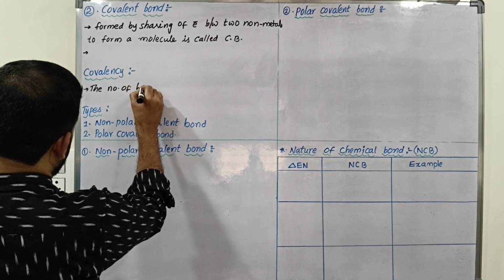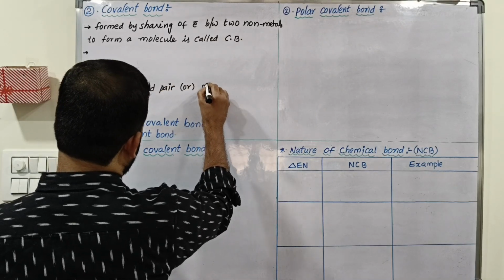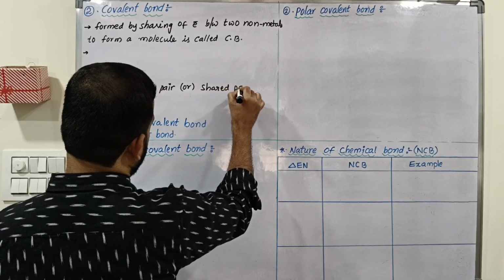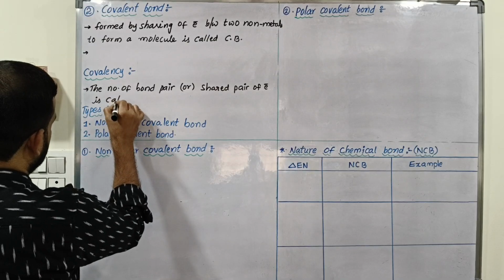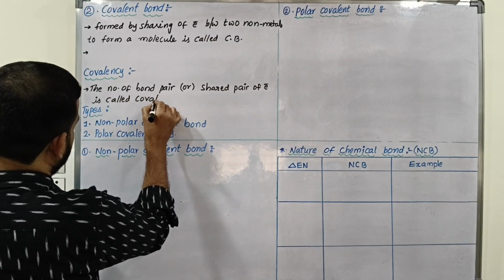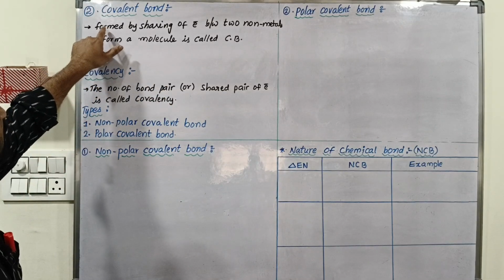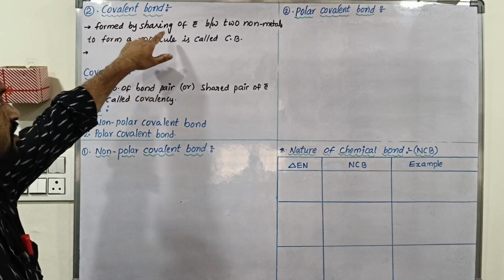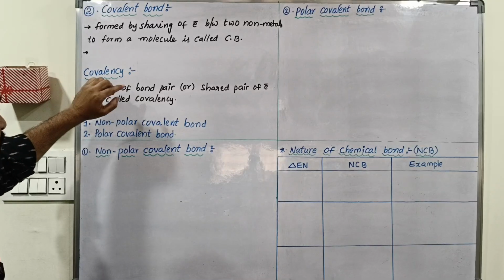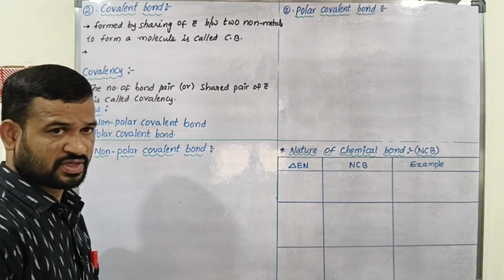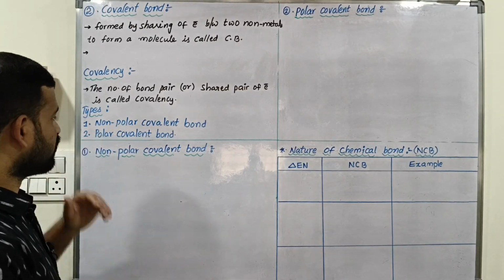The number of bond pair or shared pair of electrons is called covalency. Understand? Covalent bond means the bond which is formed by the sharing of electrons between two non-metals is called covalent bond. Covalency means the number of bond pair or shared pair of electrons. Understand? Okay, next, how many types are there? Two types: non-polar covalent bond and polar covalent bond.